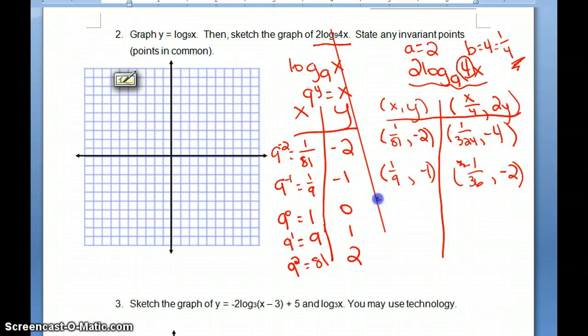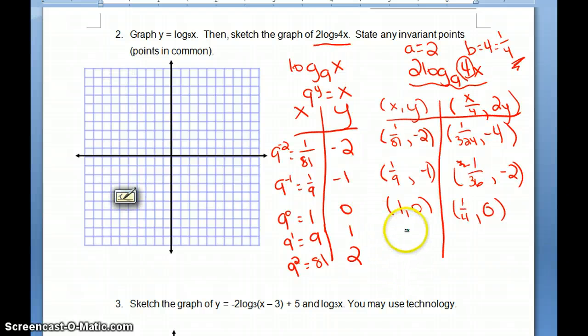Alright, so look at the next one. We had 1 and 0. So 1 divided by 4 is 1/4, and 0 times 2 is just 0. For the next point we had 9 and 1. So from there we have 9 divided by 4. We can leave it as 9 over 4, and 1 times 2 is 2.